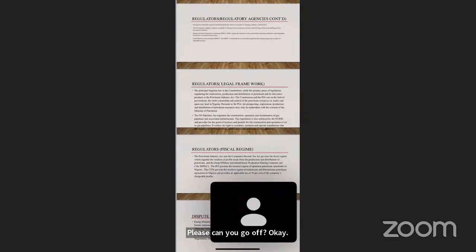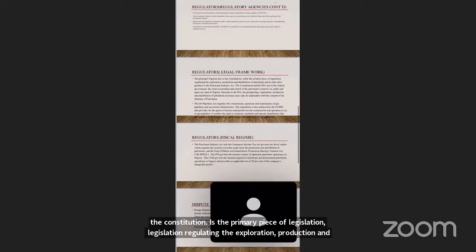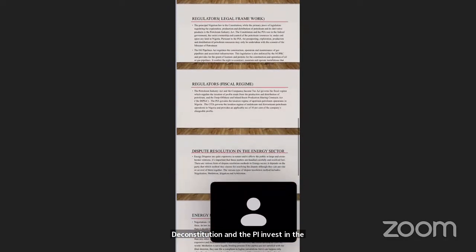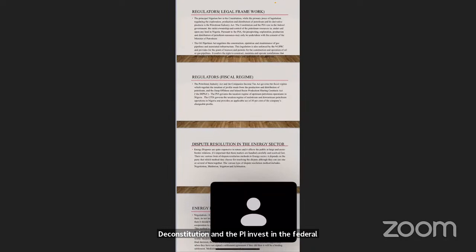So the principal Nigerian law is the Constitution, the primary piece of legislation regulating the exploration, production, and distribution of petroleum. The Constitution and the PIA vest in the federal government the entire ownership and control of the petroleum resources under and upon land in Nigeria.